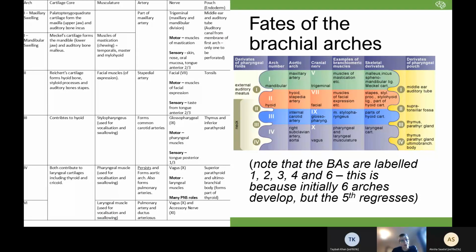What are the key bits to remember? I'm not going to go through this whole graph in huge detail because it's a lot, but really just remember that each brachial arch has a cartilaginous component, a muscular component, an artery component, a nerve component, and then there are also the associated pouches and folds that are going to form interesting structures internally and externally. A good set of flashcards, a lovely handmade revision table like this one that I've made for you, is what you need for this area.